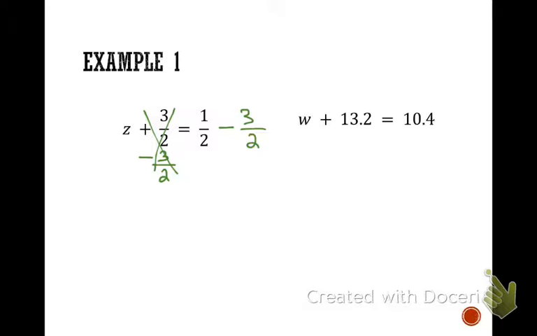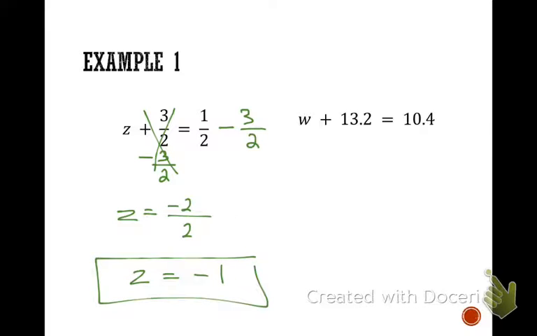All right? So what is 1 minus 3? What's 1 minus 3? Y'all tell me. It's negative 2. Okay? So z equals negative 2 over 2. All right? Now, is that fully reduced? Can I reduce that? What can I reduce it to? 1. Z equals negative 1. Okay? Negative 1. And that's my answer.